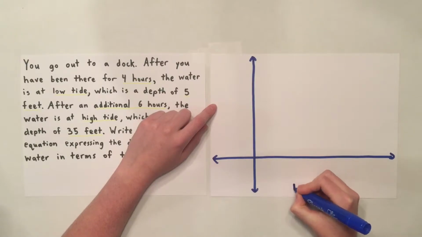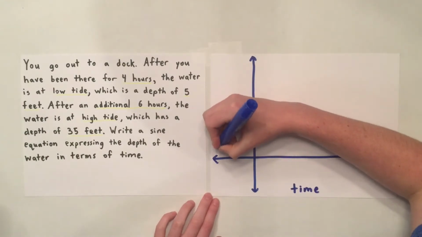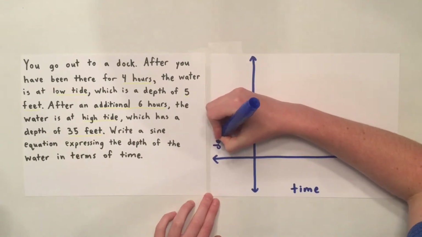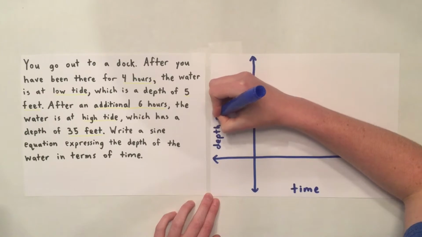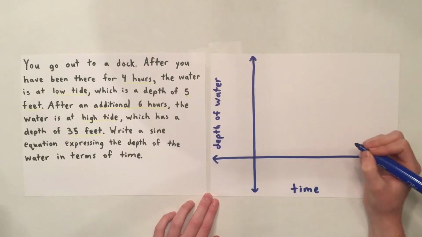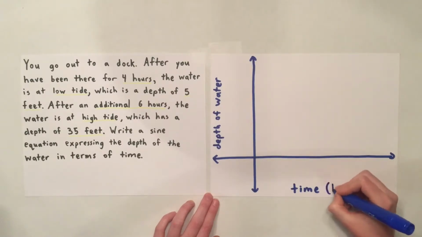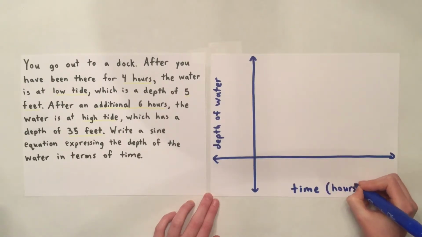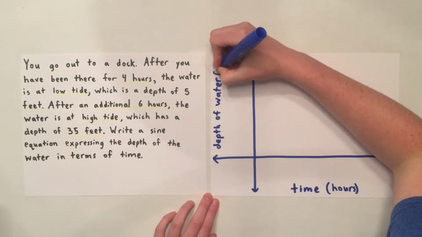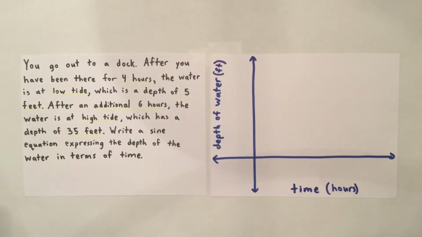So my x-axis is time, and my y-axis is depth of water. If I look back at the problem, I see that they used hours for time and feet for depth, so I can add that as well. Now, I need to add some points to my sine graph.